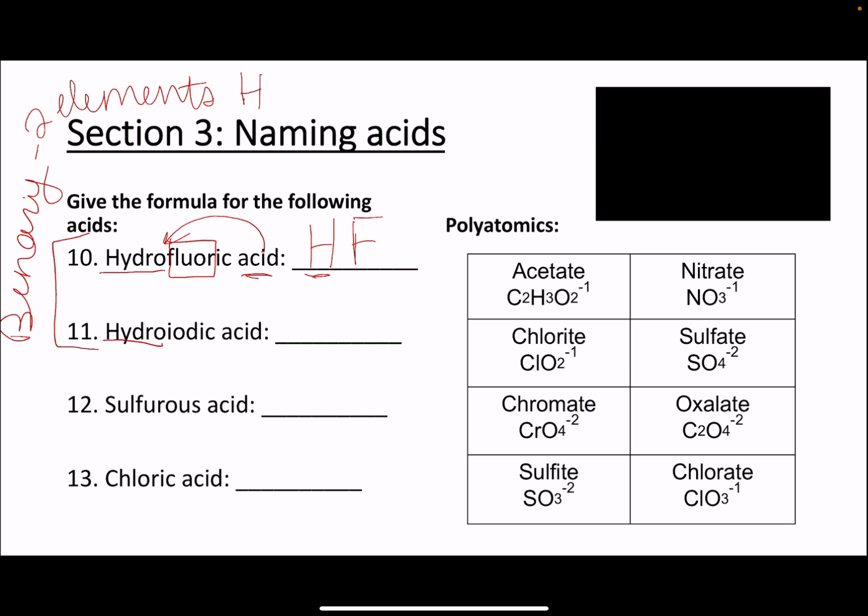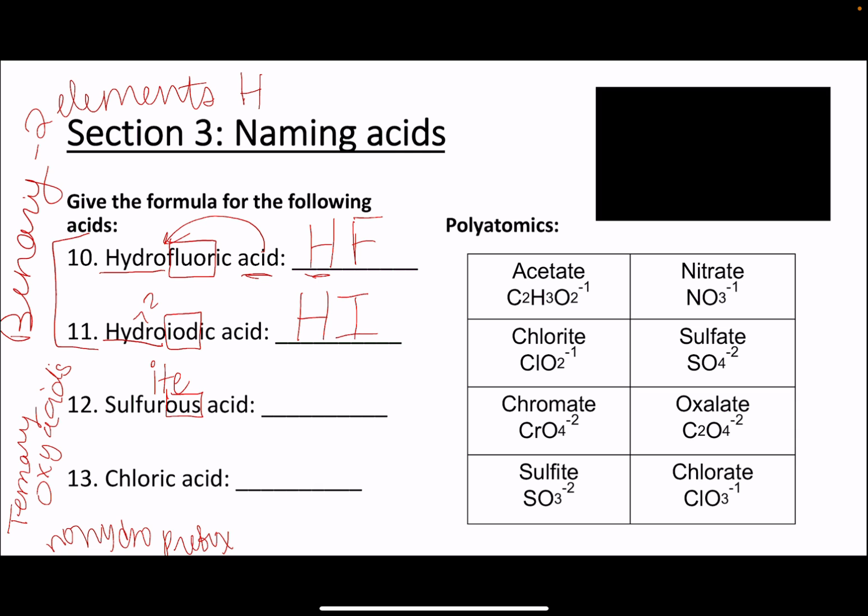So we have hydro, lets us know it's binary, so only 2 of them. And then iodic, so we're going to have IOD is going to be I for iodine. Now, if we're looking at 12 and 13, this means we're going to have ternary or oxy acids. So we know this because they have no hydro prefix, meaning that we're going to be changing their names. So we have OUS.